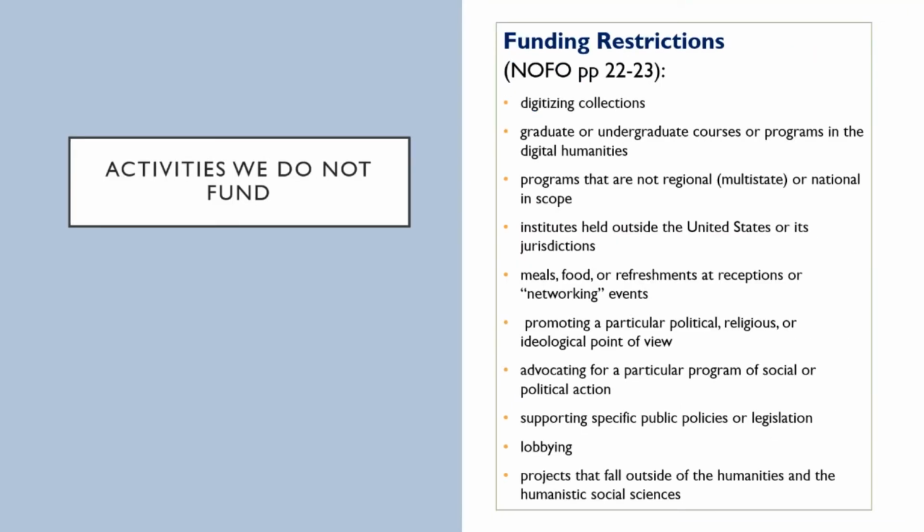I also want to note a few activities that the Institutes program does not fund. The full list of restrictions is found in the Notice of Funding Opportunity on pages 22 and 23. But I want to call your specific attention to 3 of them. The Institutes for Advanced Topics in the Digital Humanities does not support graduate or undergraduate courses or programs in the digital humanities. They do not support programs that are not regional, and we mean multi-state, or national in scope in terms of where their participants are drawn from. And we do not support institutes that are held outside of the United States and its jurisdictions.